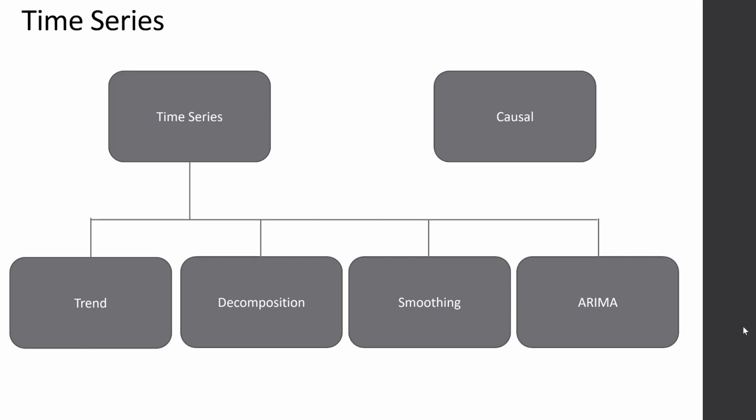So there are two main types of time series models. The causal models we're not going to get to. They're beyond the scope of this course. And then in the plain regular time series models, there's trend, decomposition, smoothing, and the autoregressive integrated moving average models. We're going to talk about trend. We're going to talk a little bit about decomposition and a little bit about smoothing. So that's what you're going to get in this module.